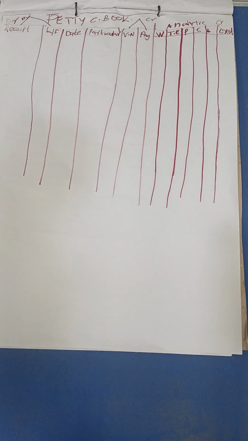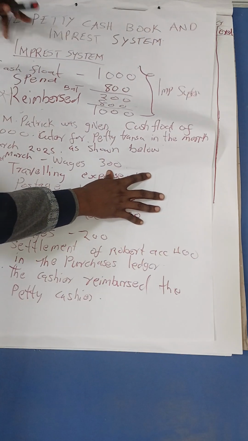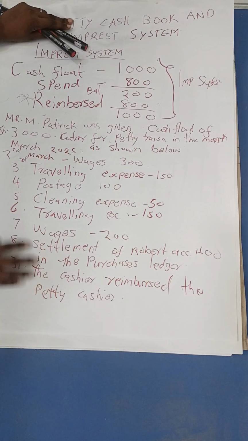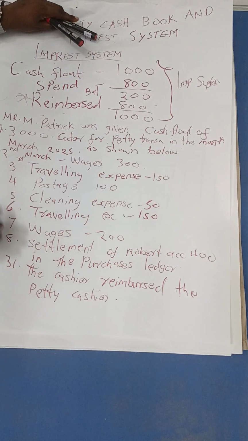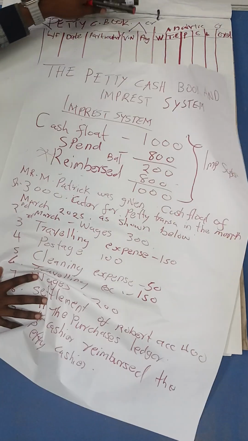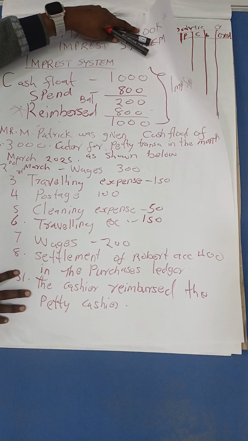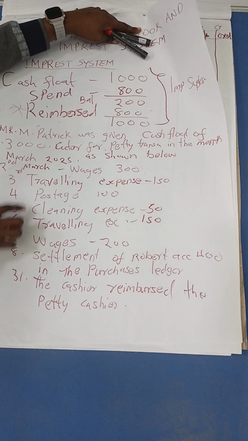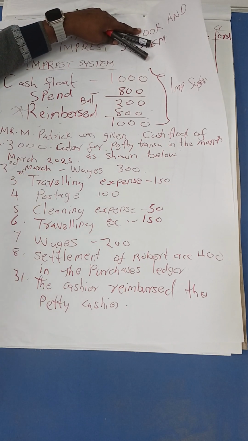We are being told the petty cash. Let me project the question for you so that we can see. The question says, Mr. M. Patrick was given a cash float of 3,000 to cater for petty transactions in the month of March 2025, as shown below. So we have been given a cash float of 3,000.